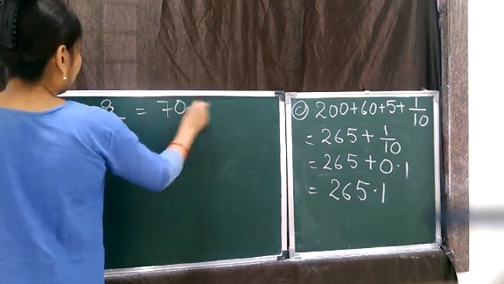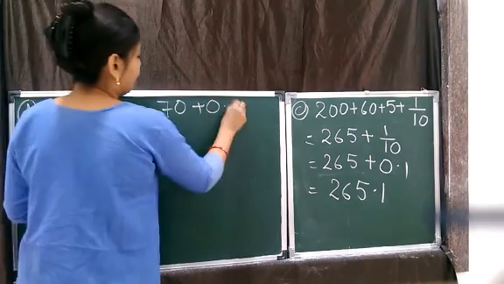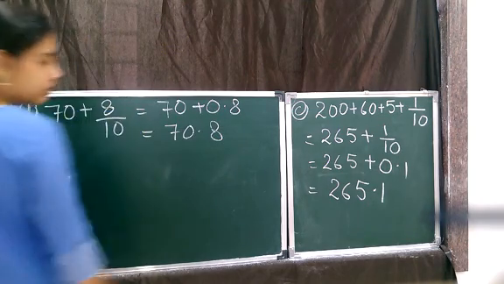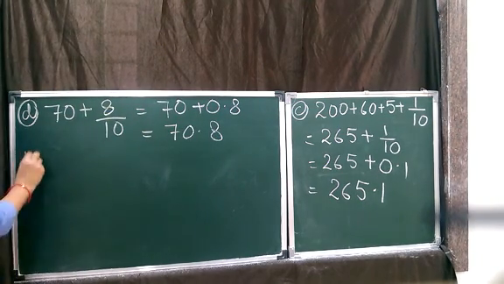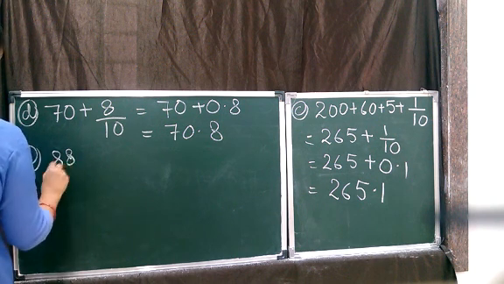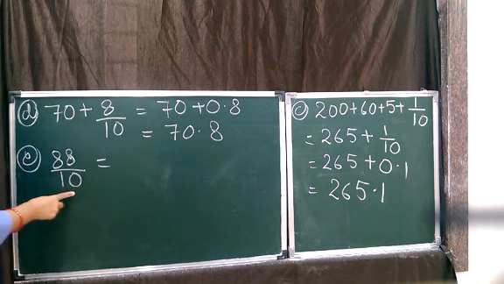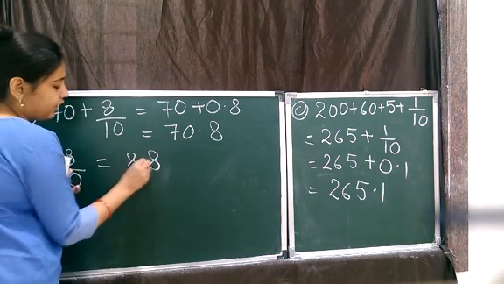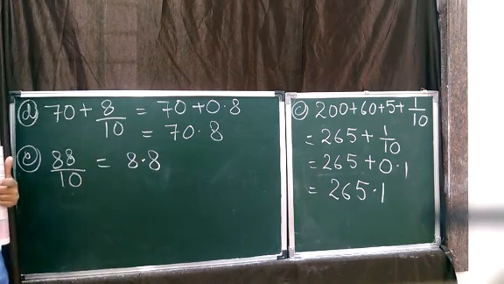So 70, this comes out to be what? 0.8. We have done this type of example before also. Yes. So the answer is 70.8. Then 88 by 10. You can see 10, so only 1 place decimal. So the decimal will be 1 and the decimal.